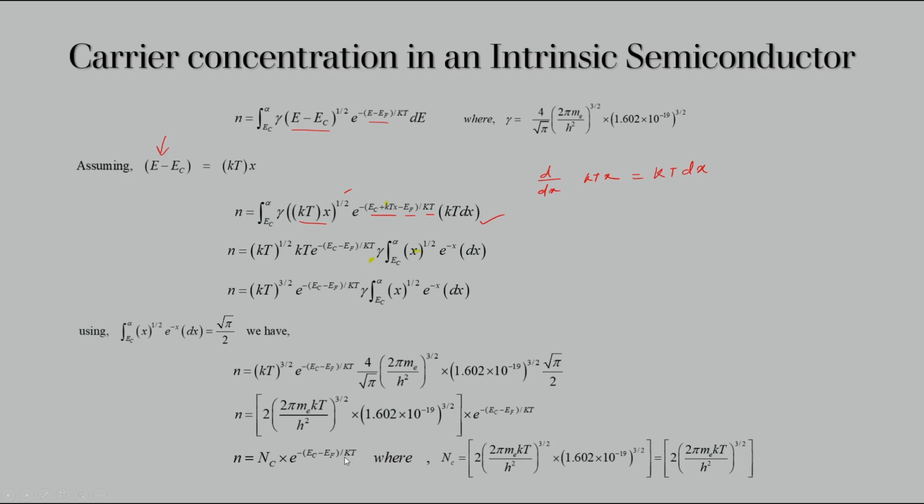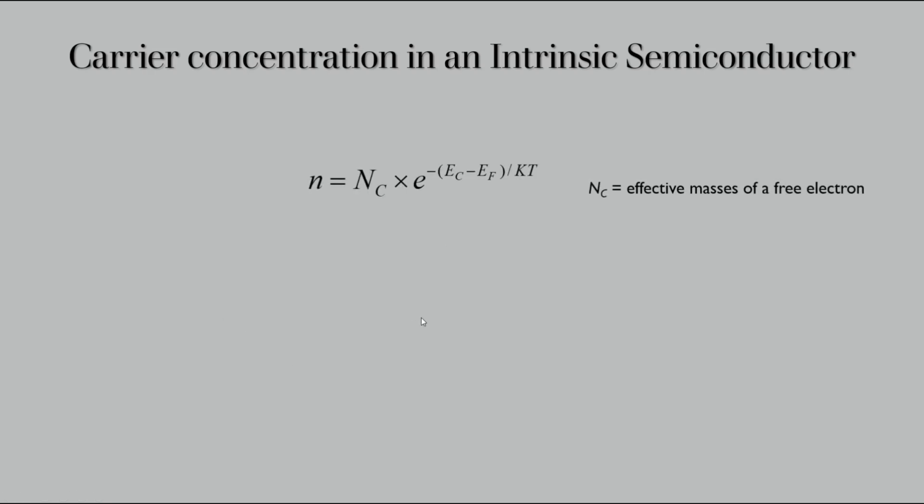So this is considered as the carrier concentration of an intrinsic semiconductor when we have electrons, where Nc is the effective mass of a free electron. Now similarly, if we continue, we can have the value of p given as Nv e to the power (Ev minus Ef) by kT, where Ev is the maximum energy level that can be attained in the valence band. So these are the carrier concentrations of an intrinsic semiconductor.